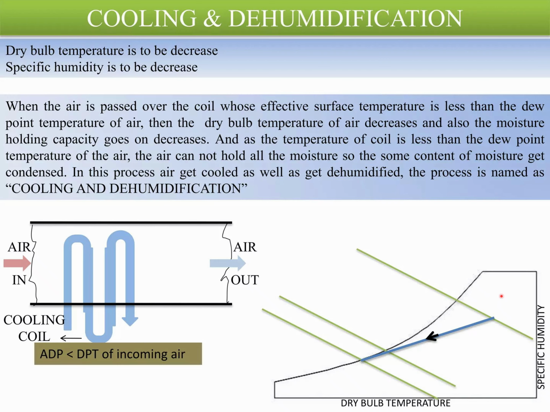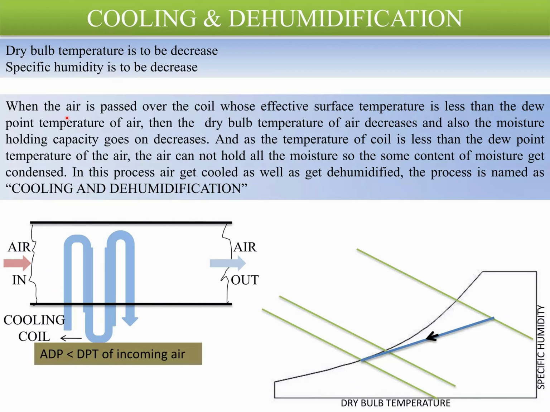And our last one is cooling and dehumidification. That is very important because this is going in the opposite direction. Specific humidity should be decreased, dry bulb temperature should also be decreased. Okay, so for dehumidification, what do we usually use? Some adsorbent. Okay, and for cooling, what do we use? We use some cooling coil.